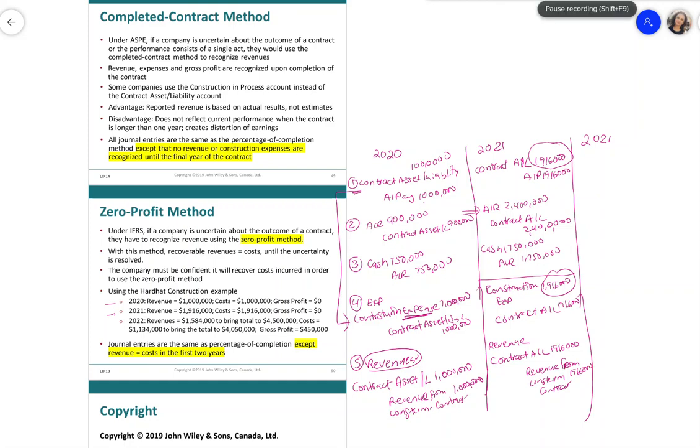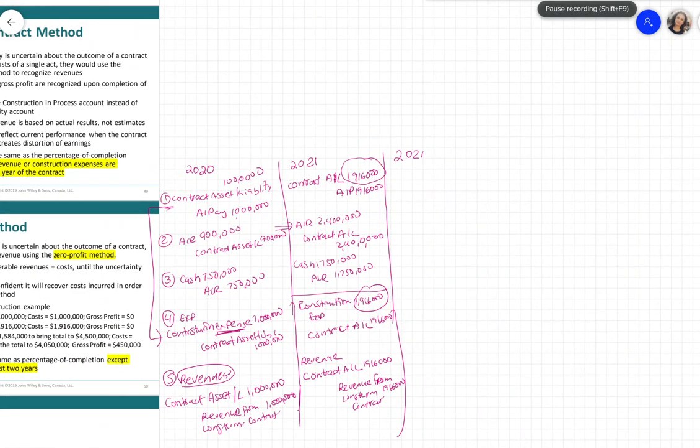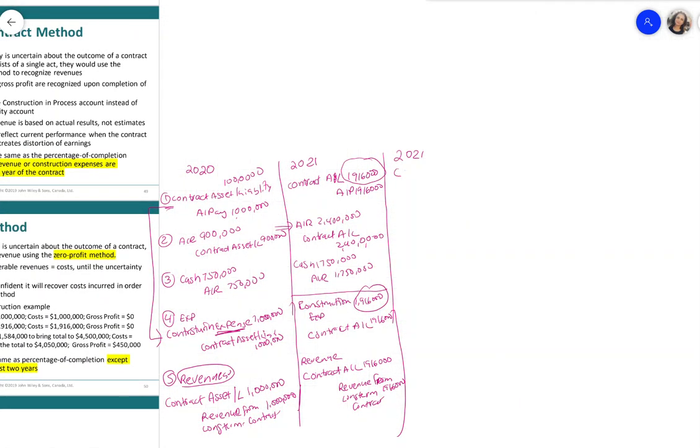When you get to your last one, you're going to record the same thing. We have a contract asset / liability, I believe it was 1,134,000, because it was 4.05 million. That's what we started with, that's the total cost. We already recorded 1 million of the cost, and then we also recorded another 1,916,000. Whatever we're left with, we have to record it, and credit will be your accounts payable.